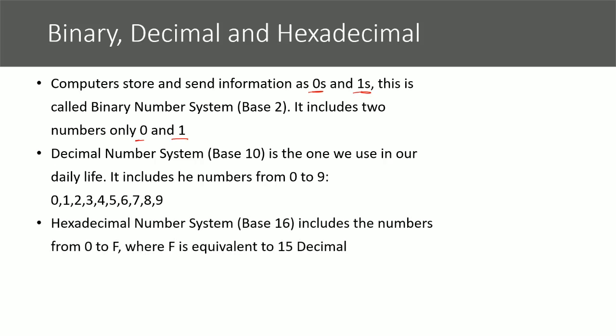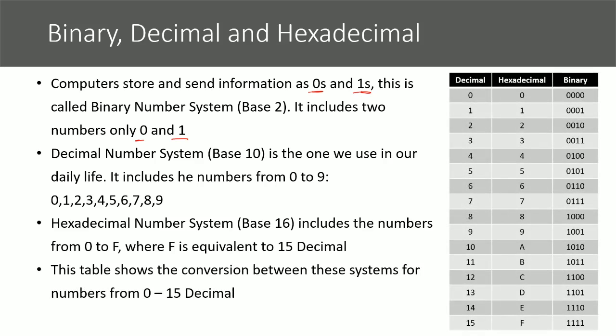There is another system, which is the hexadecimal number system or base 16. It includes the numbers from 0 to F, where F is equivalent to 15 in decimal. This table shows the conversion between different number systems, decimal, hexadecimal, and binary, for the numbers from 0 to 15 decimal. So 0 in decimal is 0 in hexadecimal, and it is 4 zeros in binary.